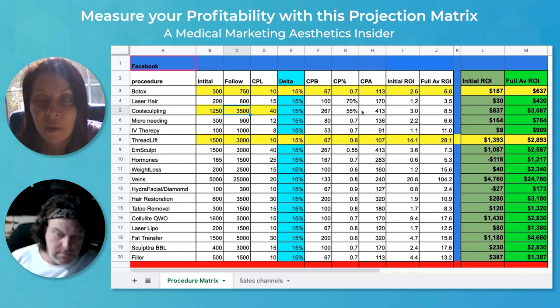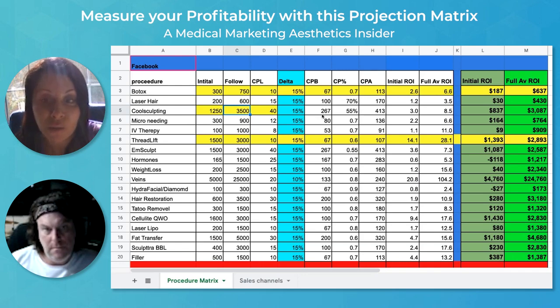And that's the thing. And the other great thing about CoolSculpting is many practices are being given co-op dollars from Allergan to also help offset some of these costs per lead, which is another great thing.